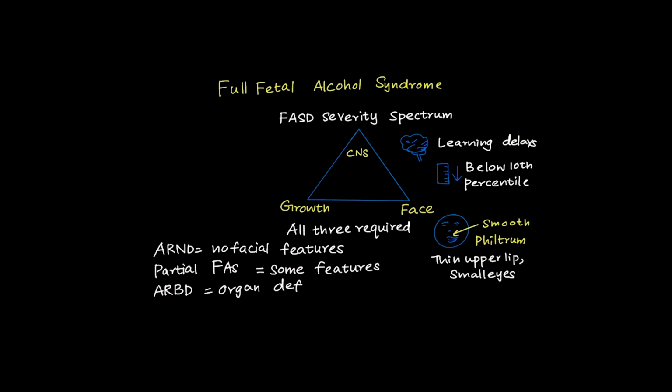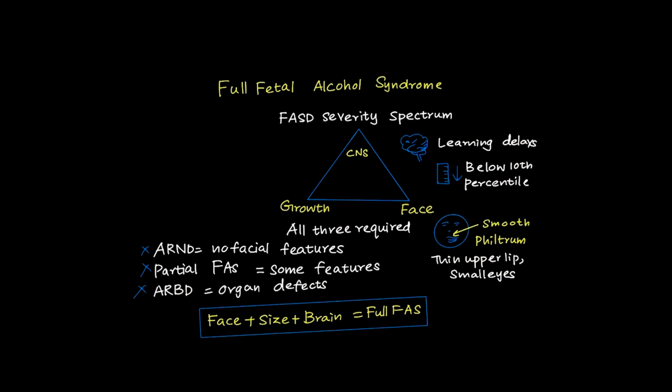Here's a D236 OA exam tip for you. Remember, full FAS is face plus size plus brain. 3 boxes checked equals full FAS. Face: smooth philtrum, thin lip. Size: growth impaired. Brain: learning delays. 3 Fs, full FAS.